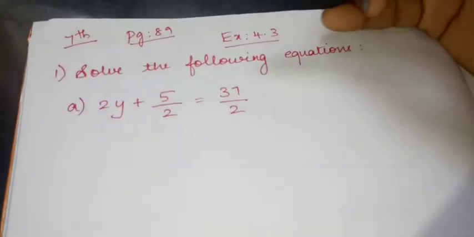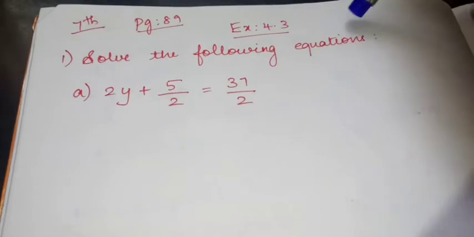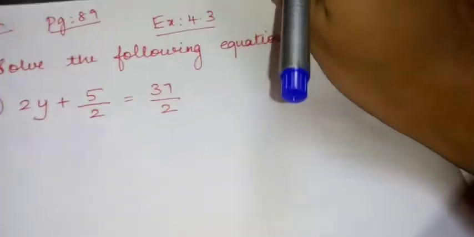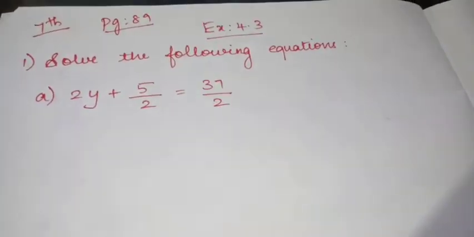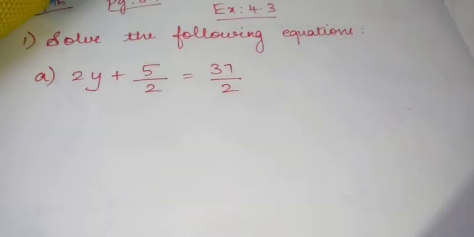Next, you are going to solve exercise 4.3. You can take page number 89 in your NCERT textbook, and you can refer to the textbook. Okay. Now solve the following equations.